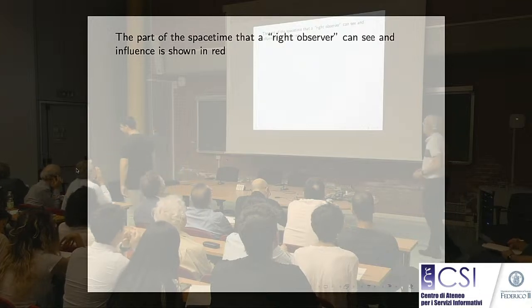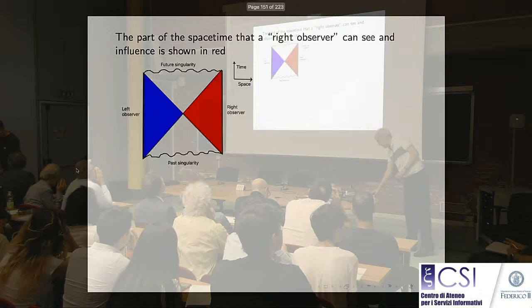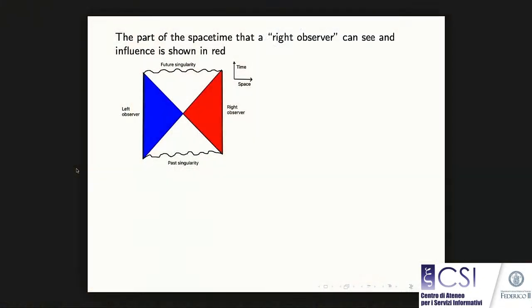Now, the part of the space-time that a right observer can see and influence is shown in red. So I imagine the right observer here. Well, the right observer can receive signals. This diagonal line is the future horizon of the right observer. You can receive signals from anywhere in the red triangle or the white one. Traveling at less than the speed of light, they can reach the right boundary. You can send signals to this right triangle or that white one. But the region the right observer can both see and influence is this red triangle. And the region the left observer can both see and influence is this left triangle.